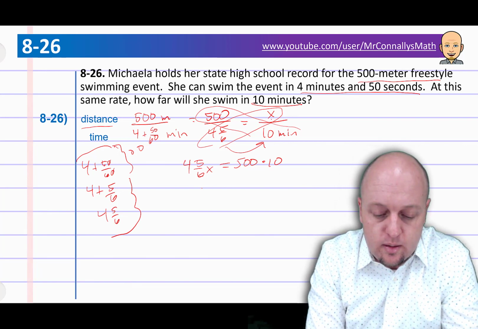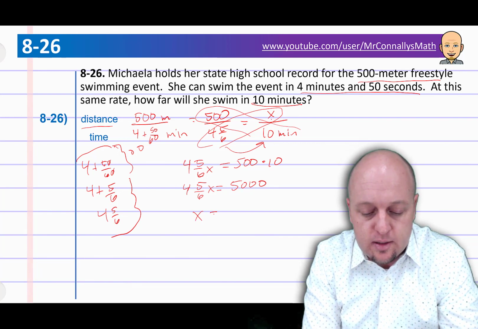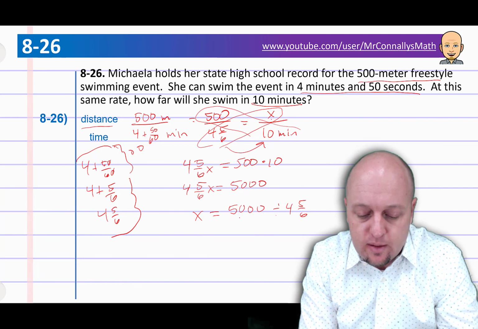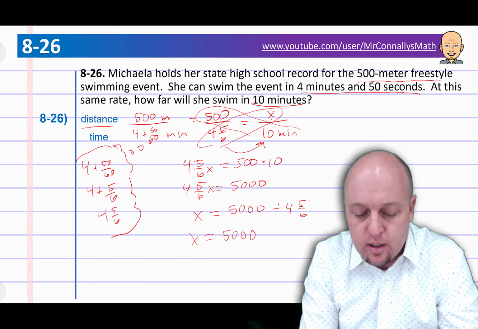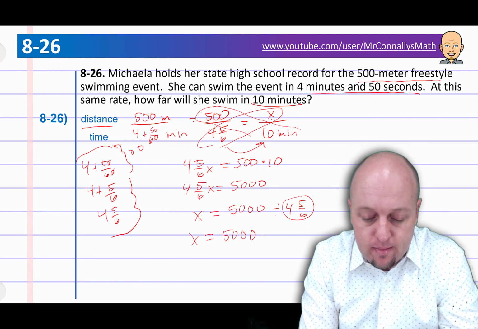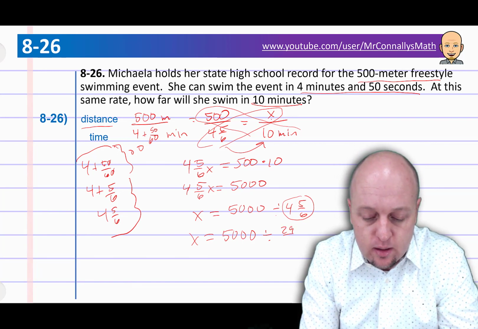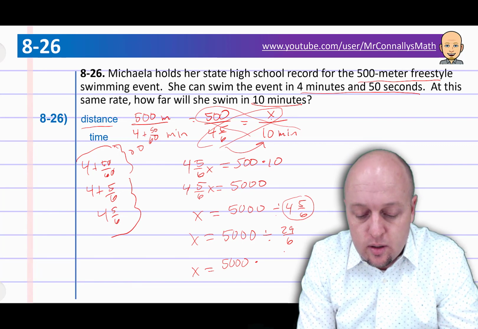Okay, so that will be 4 and 5/6 times x equals 5,000. And to get x times a number, that means to get x by itself, we'd work backwards and say, well, that's the same as 5,000 divided by 4 and 5/6. Okay, so go ahead and divide 5,000 by 4 and 5/6. Remember, when we're dividing fractions, or really mixed numbers, it really helps to put them into a fraction greater than 1. So 6 times 4 is 24, plus 5 is 29 over 6. So that's the same as 5,000 times 6 over 29.